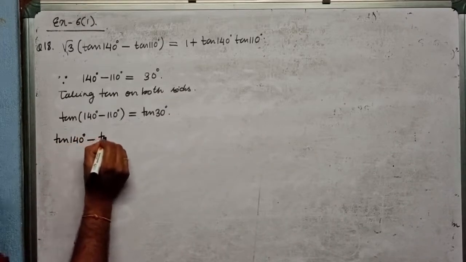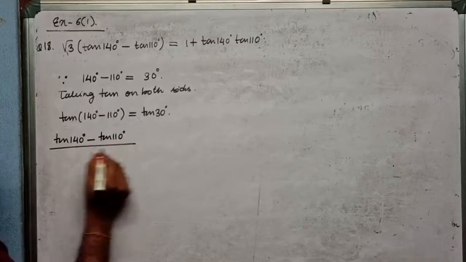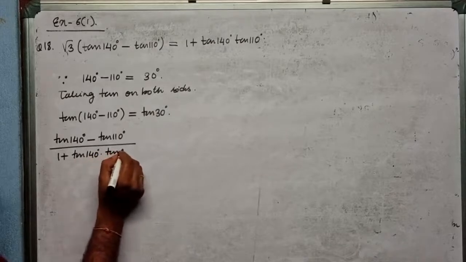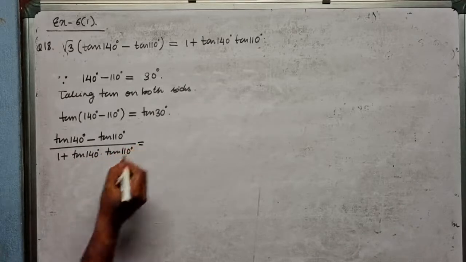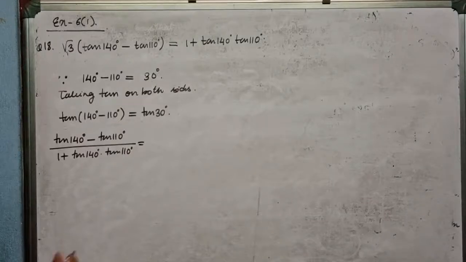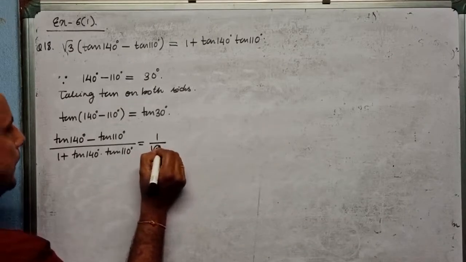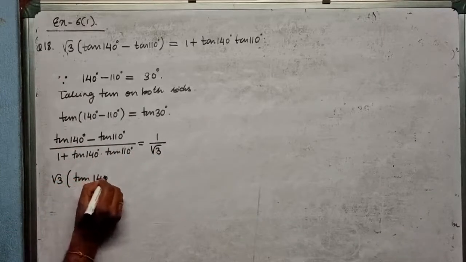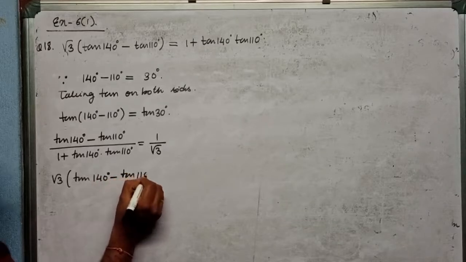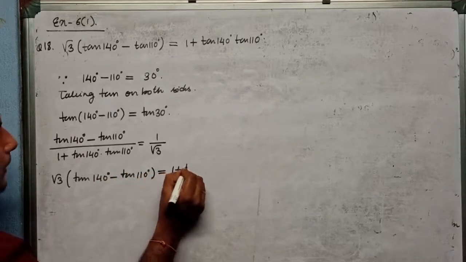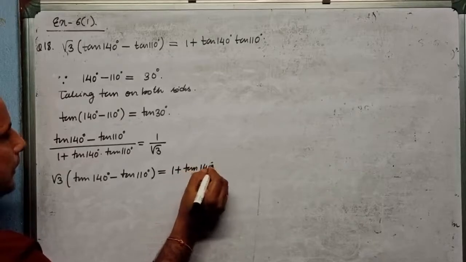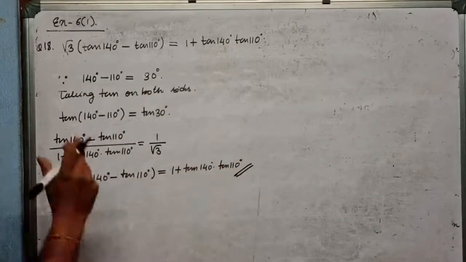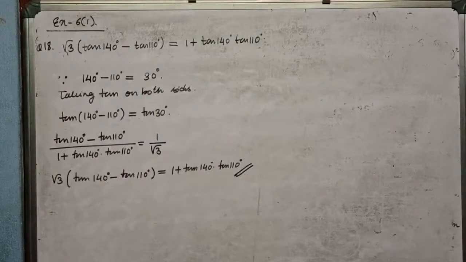Tan A minus tan B over 1 plus tan A tan B equals the value of tan 30 degree, which is 1 over root 3. Now I'll cross multiply: root 3 into tan 140 degree minus tan 110 degree equals 1 plus tan 140 into tan 110 degree. The whole identity is proved. So, an easy method.